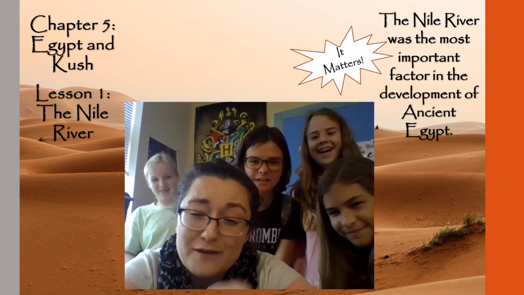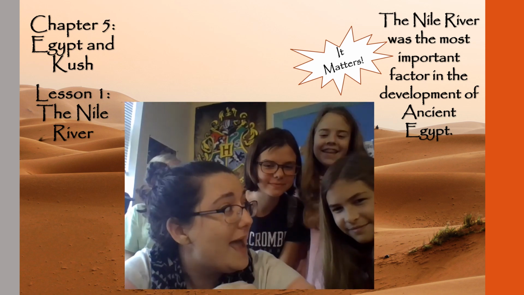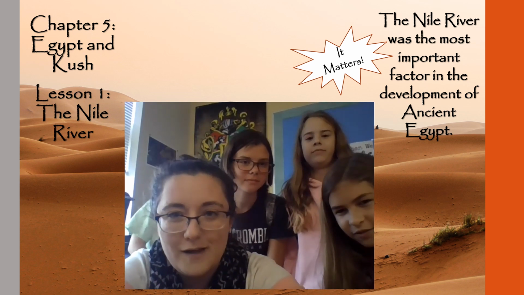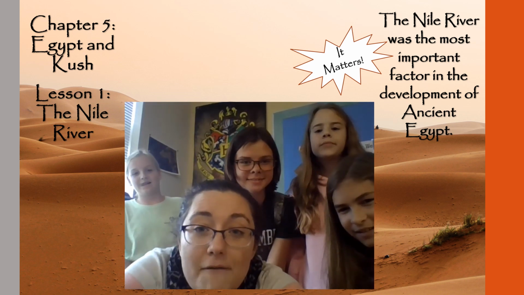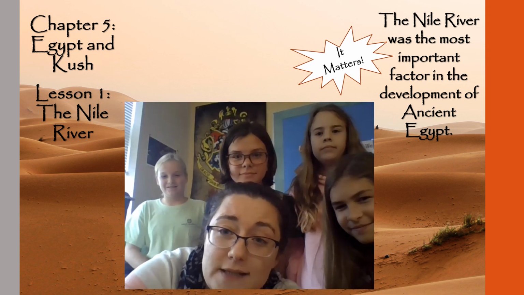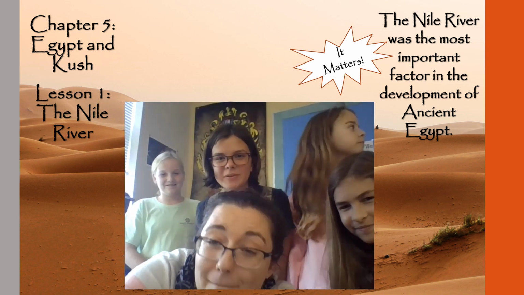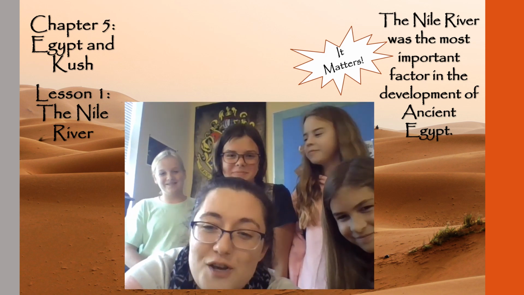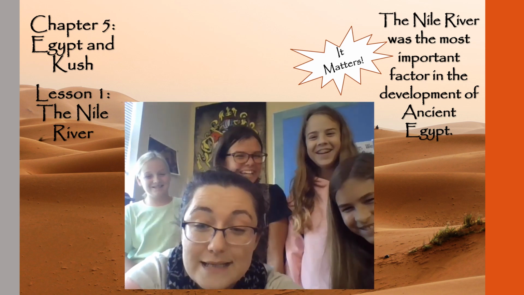We are starting chapter 5. You guys know I'm so excited. And Addison, what is lesson 1? What's the title of lesson 1? The Nile River. Beautiful. And Violet, can you tell me why it matters? The Nile River was the most important factor in the development of ancient Egypt. Beautiful. All right, guys, we got some great notes to take.